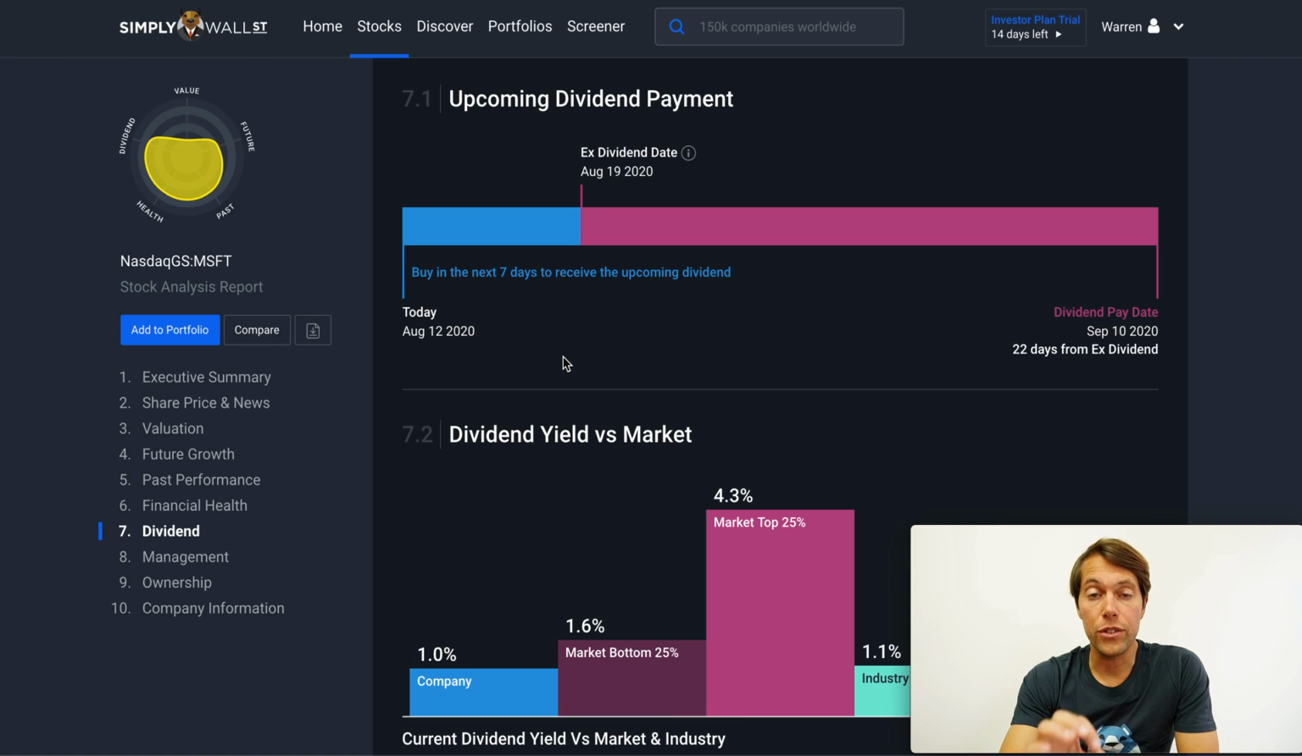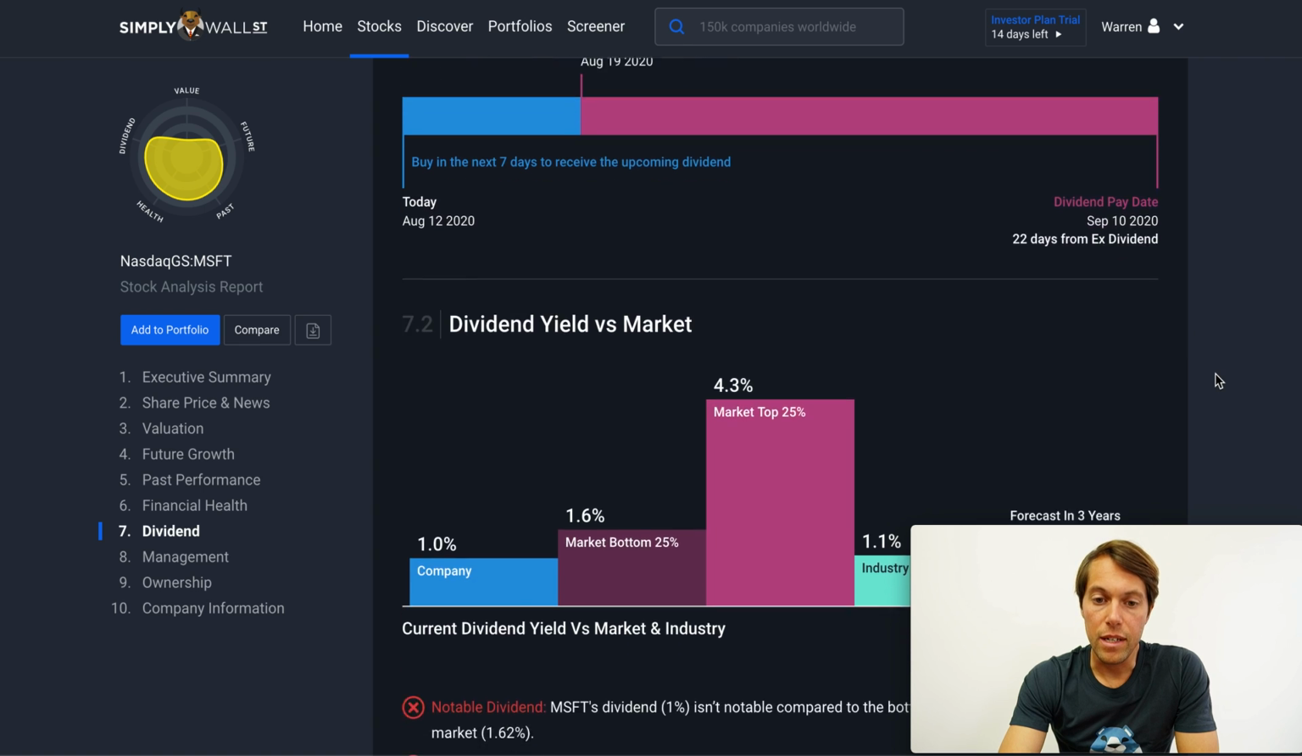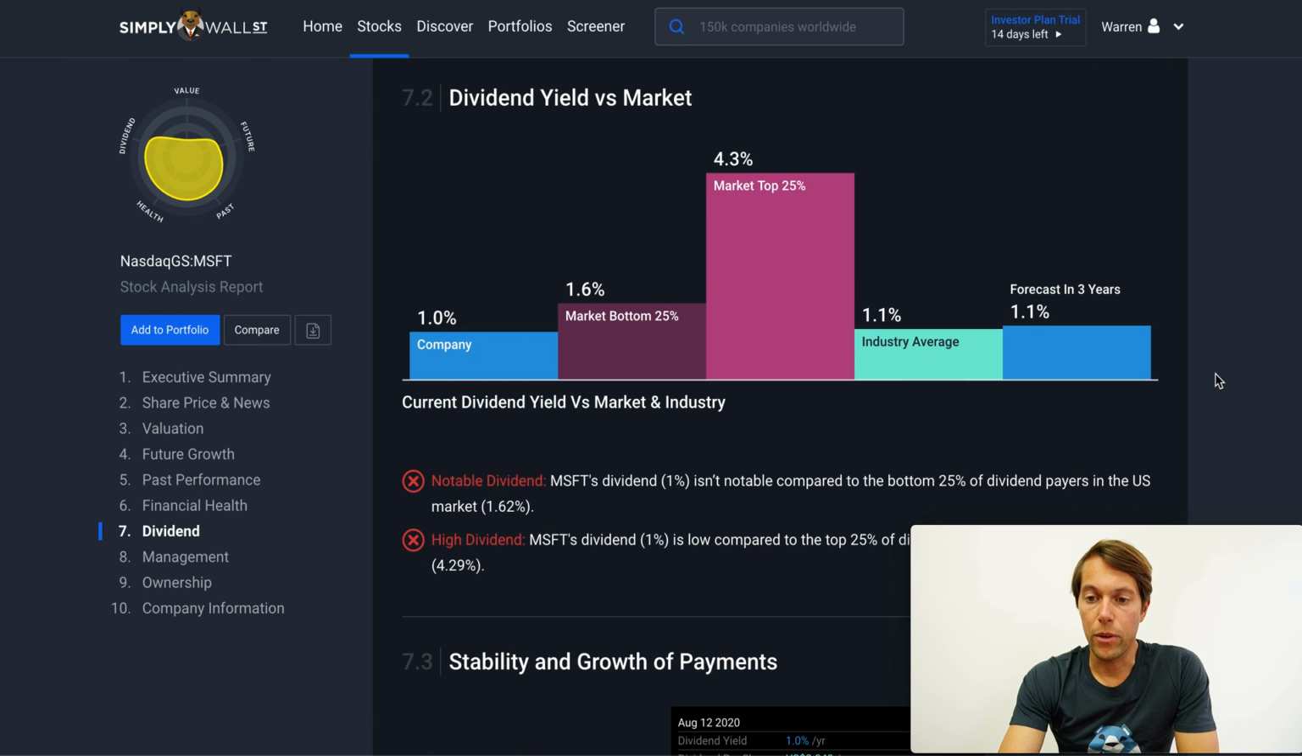And so you can use this visual to actually see how long you have if you're thinking of becoming a shareholder to purchase that stock to be eligible for that payment. And what we're doing here in 7.2 is we're comparing the yield, right, so the dividend yield of the company, to the rest of the market and actually to the industry.